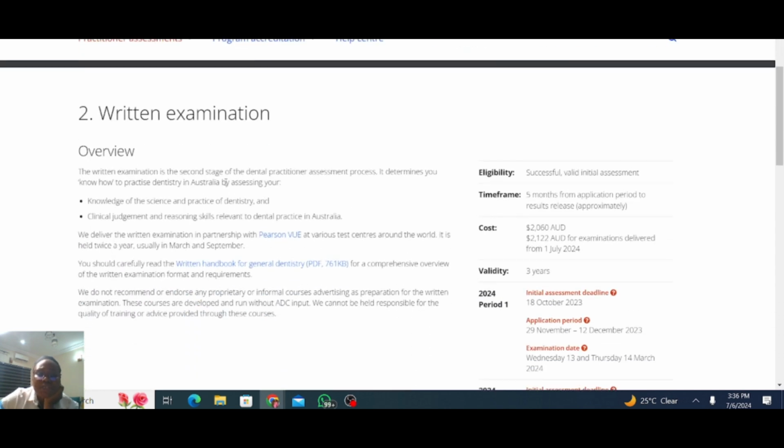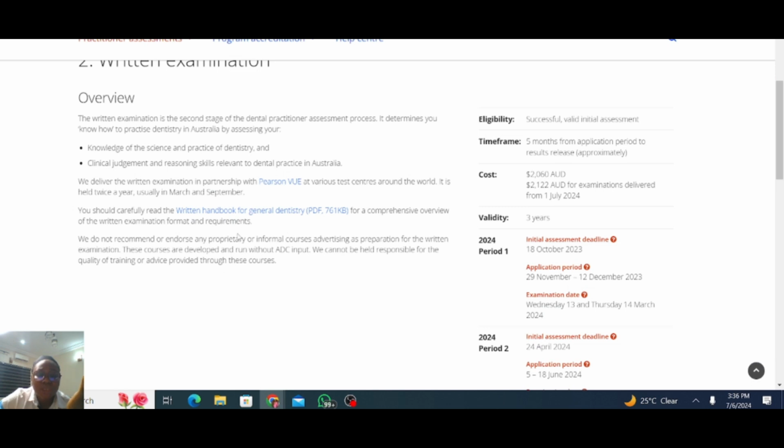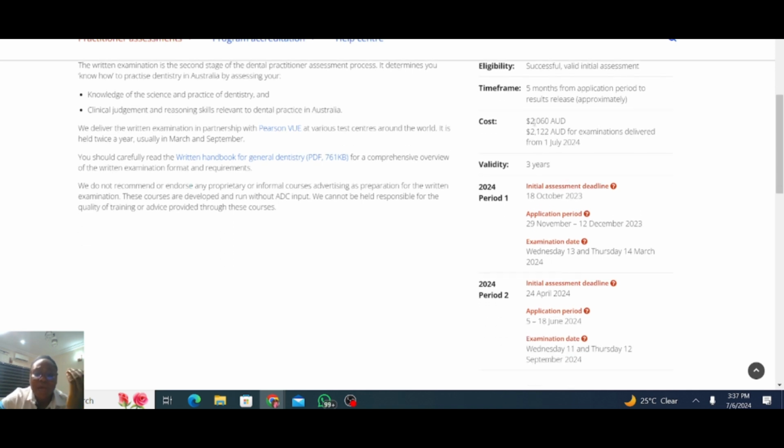So this is what you need for the written exam. The written exam is the second stage, just like I told you guys before. Now, this is what you need to know for the exam if your assessment is successful. Knowledge of the science and practice of dentistry and clinical judgment and reasoning skills to practice in Australia. So these are what you need. Okay. So time frame, 5 months. This is how much you're going to pay. 2060 Australian dollars is what you're going to pay for this written exam.